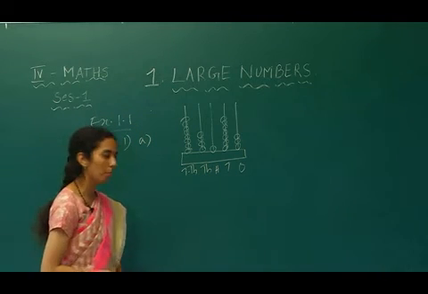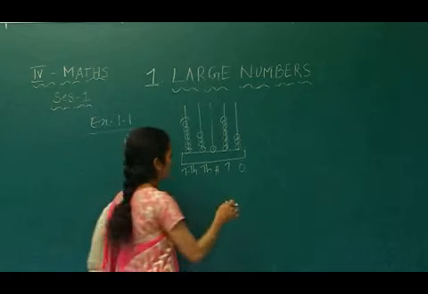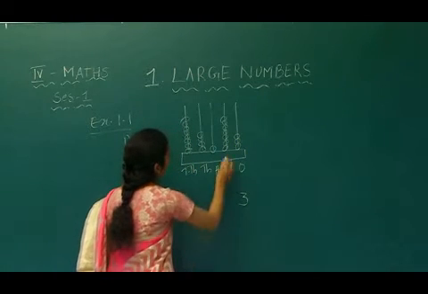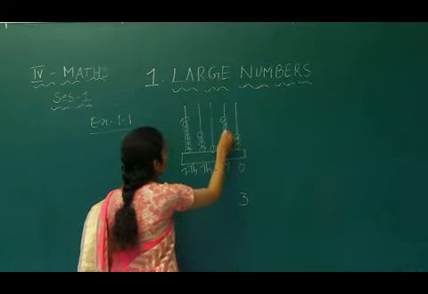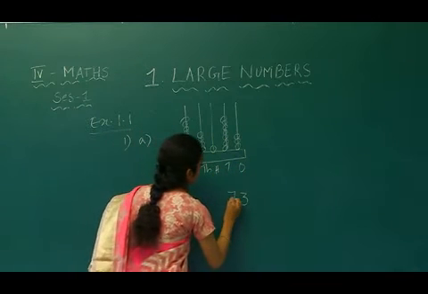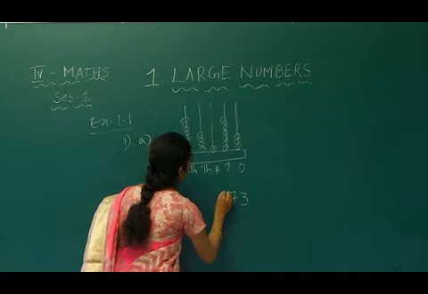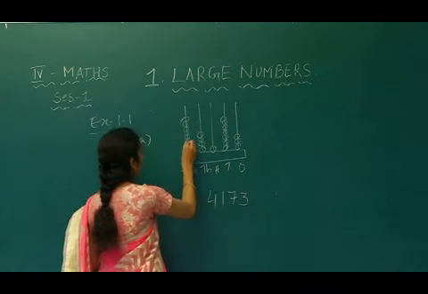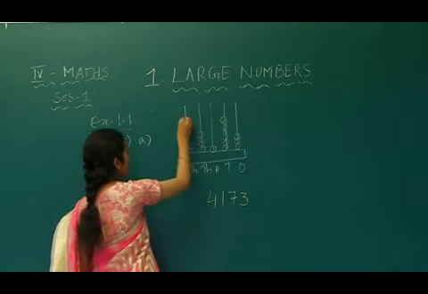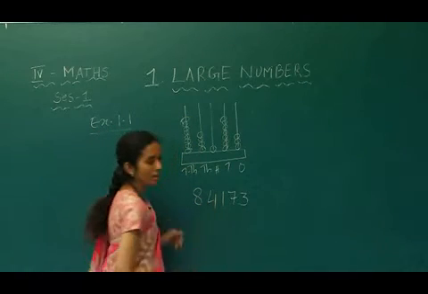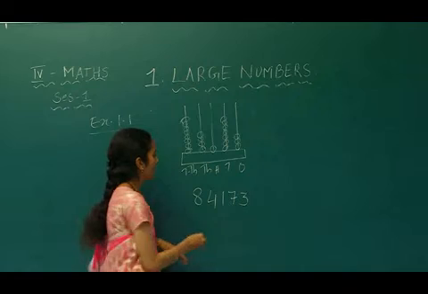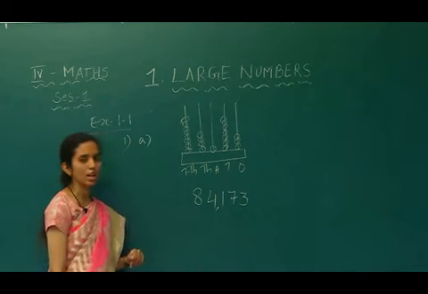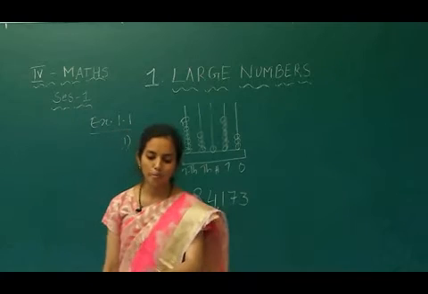Now, we have to write the number. How do we write the number? Ones place, 1, 2, 3. 3 is there in the ones place, and in tens place 1, 2, 3, 4, 5, 6, 7. So, 7 here and 1 here and 1, 2, 3, 4. So, 4 here, 1, 2, 3, 4, 5, 6, 7, 8. 8 here. So what is the number that is represented on the abacus scale? 84,173 is the number that is represented on the abacus scale.